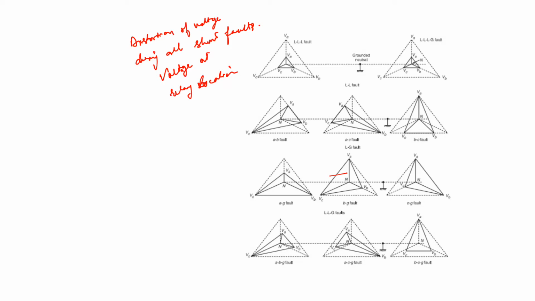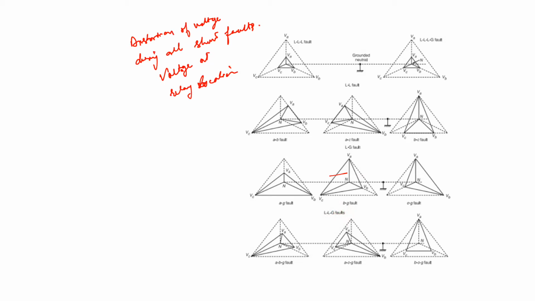So from this you will see that the fault is in two phases, A and B, so these are reduced, however C is intact. Now we have the line to ground fault, that is in the phase A and C. Then we have B and C.